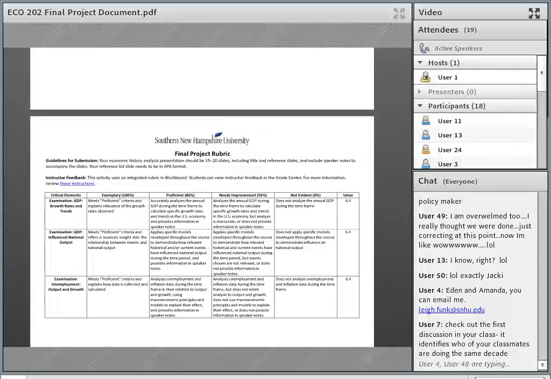Yep, great suggestion, Ellen. So yeah, you can find out others in your class who did the same time period.